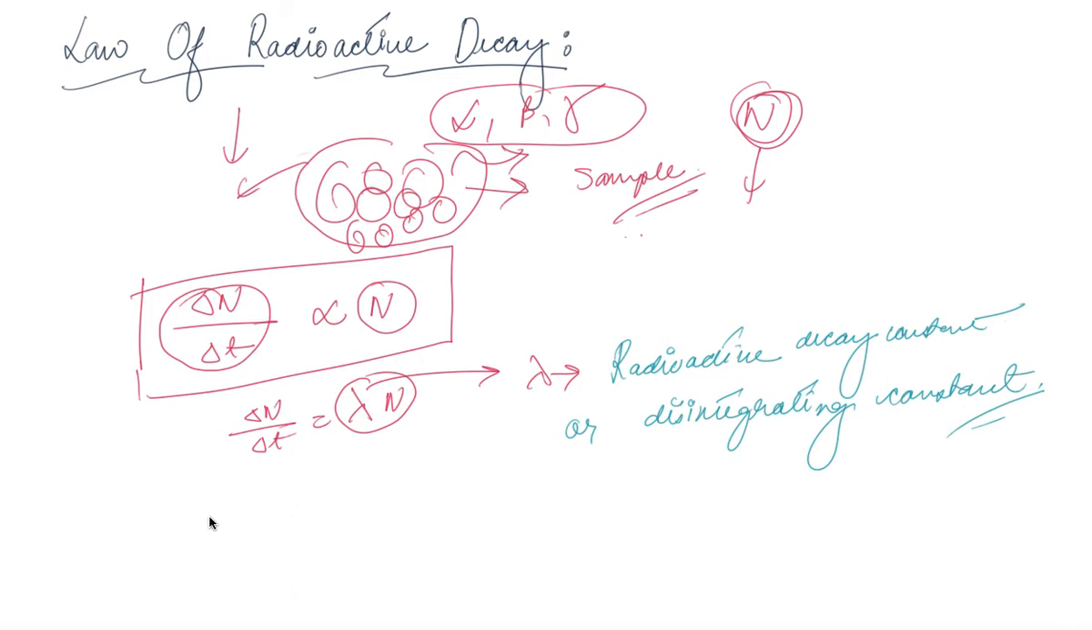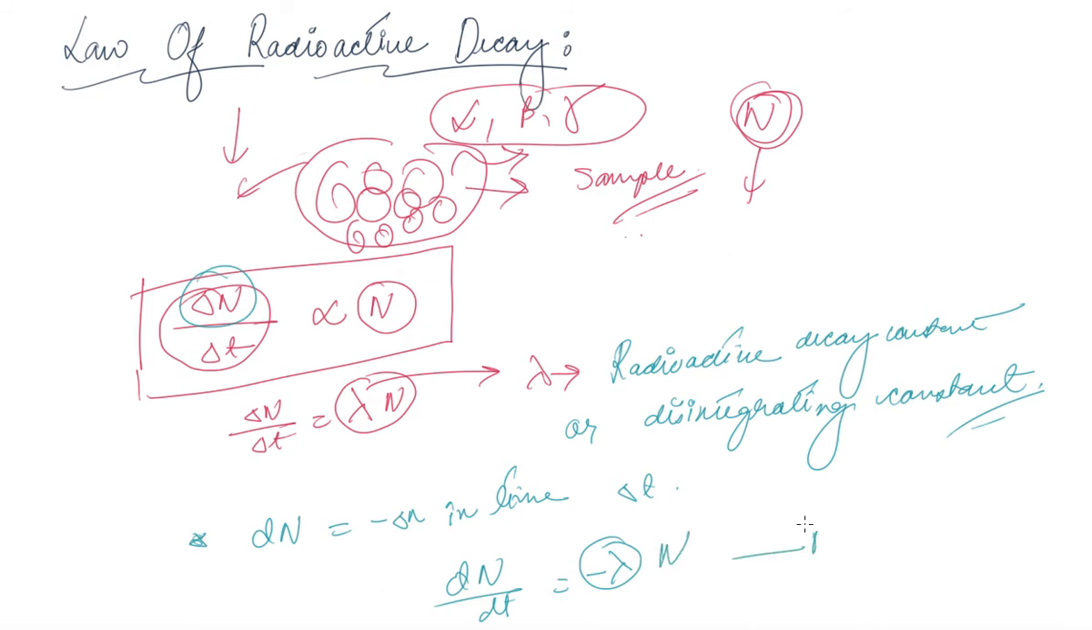Therefore, if you want to see the change in the number of nuclei in that sample, say this is dN. So dN in time dt is equal to minus lambda N, where lambda is the proportionality constant, and it is minus because the number is always decreasing. So this is one thing that we can arrive at by thinking of this from a logical point of view.